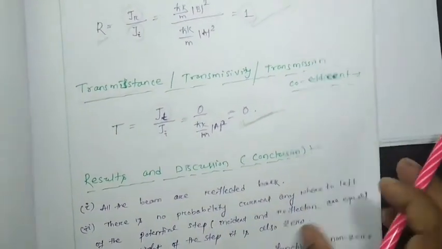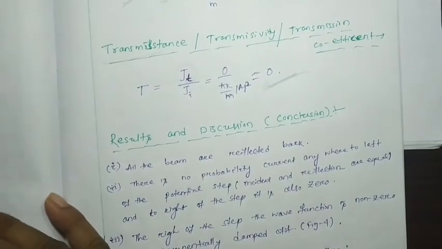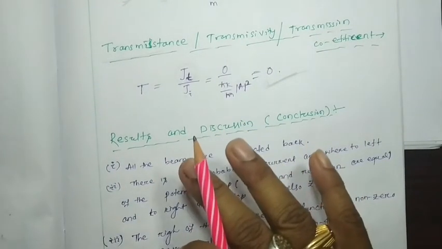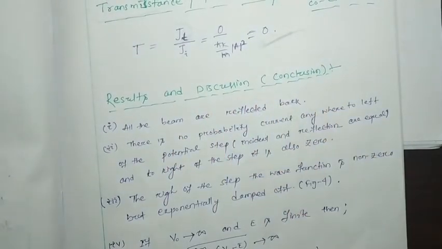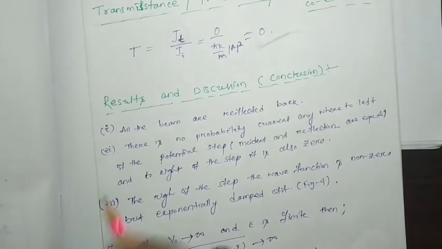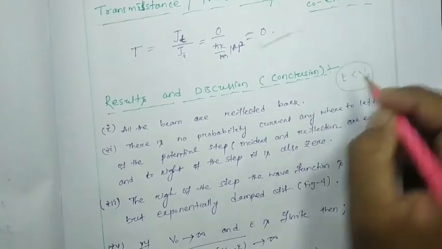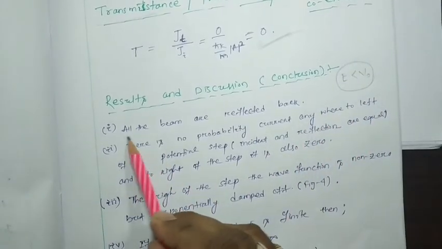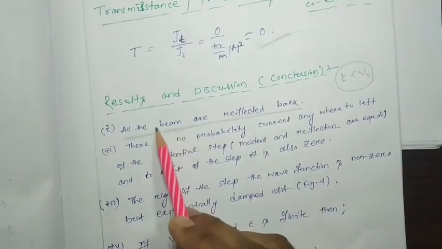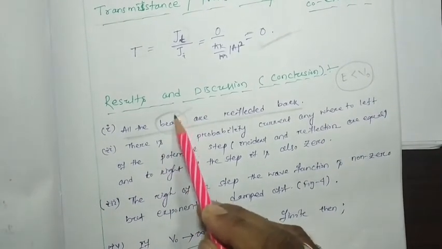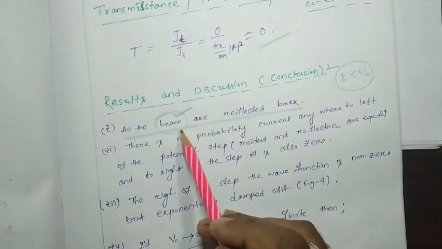Okay. Now results and discussion. Whatever we discussed, the summary I have written in 4 points. You just watch. In this case, E is less than V0. It is found that all the beam is reflected back. All the beam means the oscillatory part. Remember, beam means oscillatory part. All the oscillatory part is reflected back.